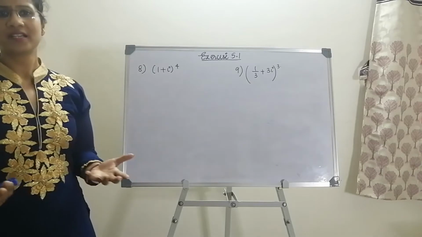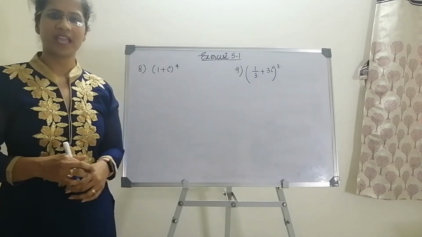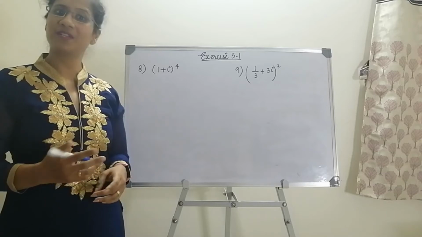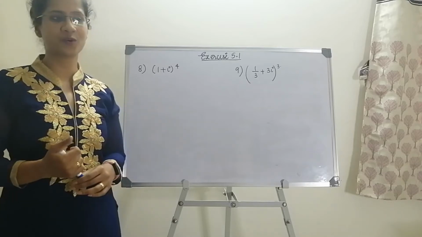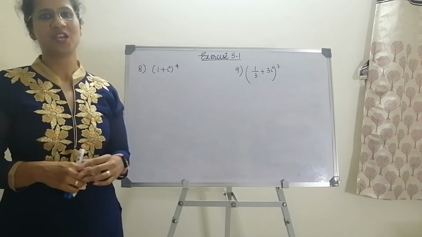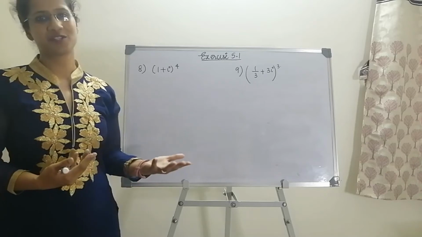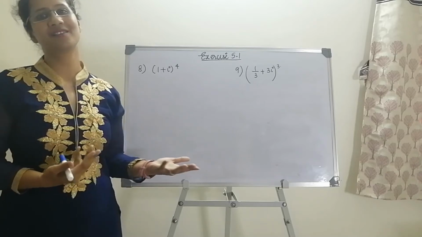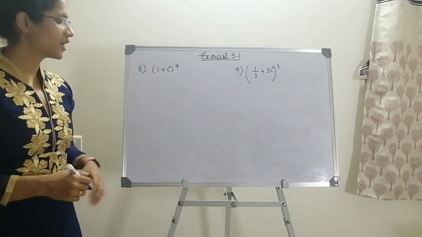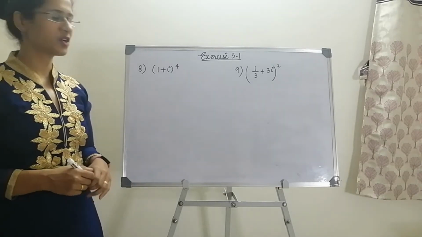Those identities which you are already aware of: a plus b whole square, a minus b the whole square, a plus b the whole cube, a minus b the whole cube, and the last one would be a plus b into a minus b. That identity we have been using from the first video of this particular chapter. So let us make a note of all these identities and then we would proceed with the question.